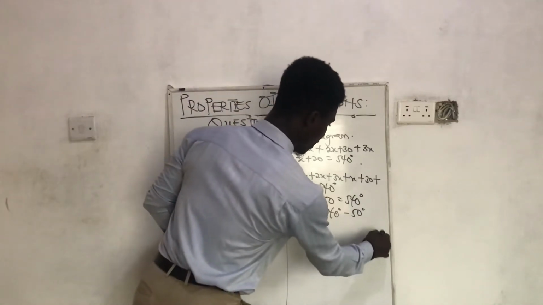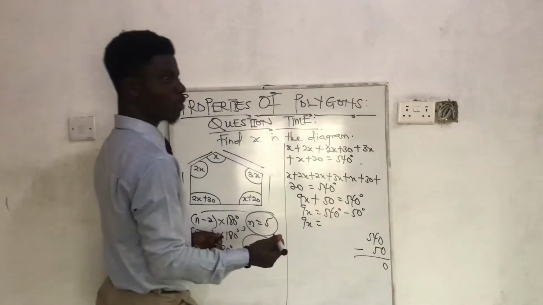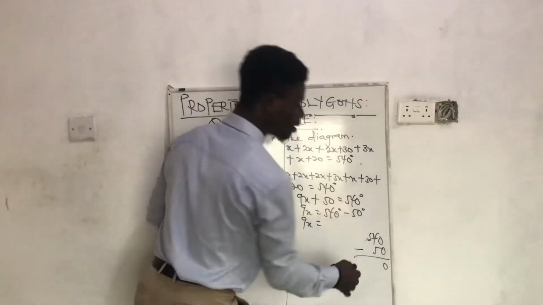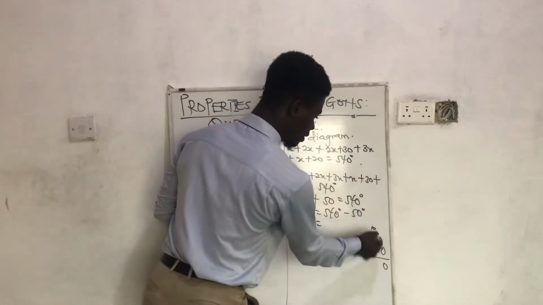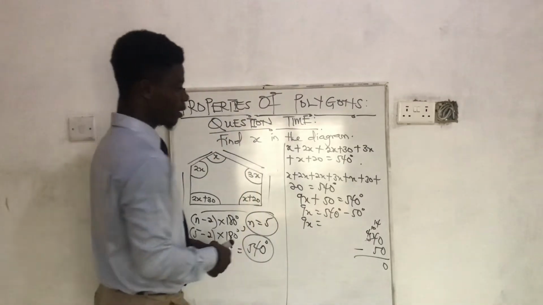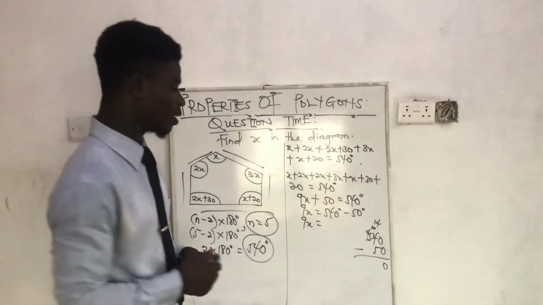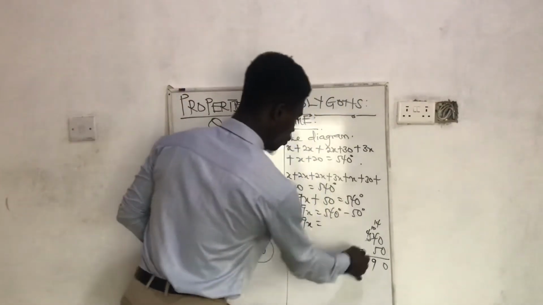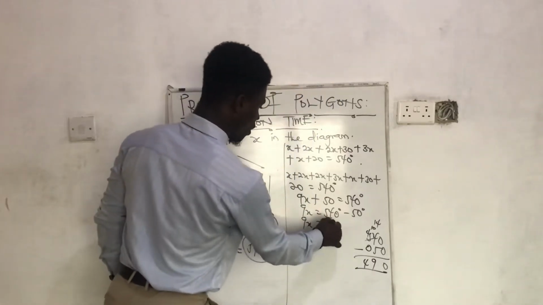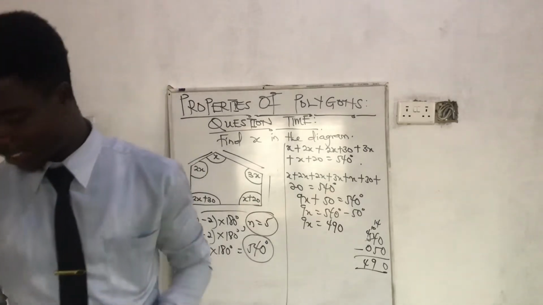Let's see. 540 minus 50. So here 0. 5 from 4 will give us a negative number. So we borrow 10 from the 5. So 10 plus 4 is 14. Then here remains 4. Then 5 from 14 is 9. So now here is 0. 0 from 4 is 4. So I have 490 degrees.